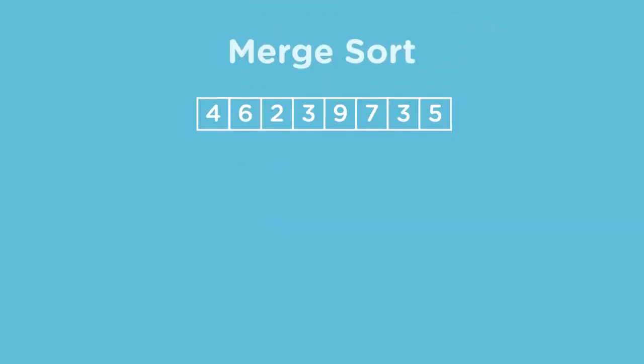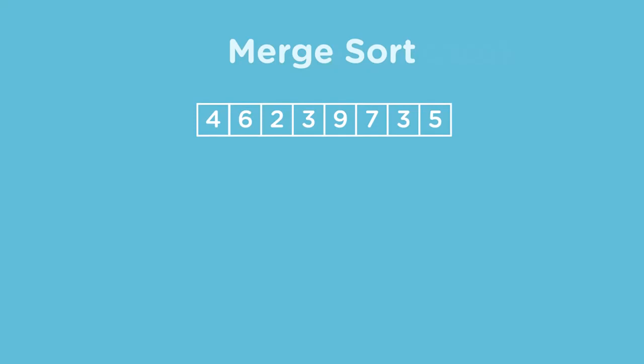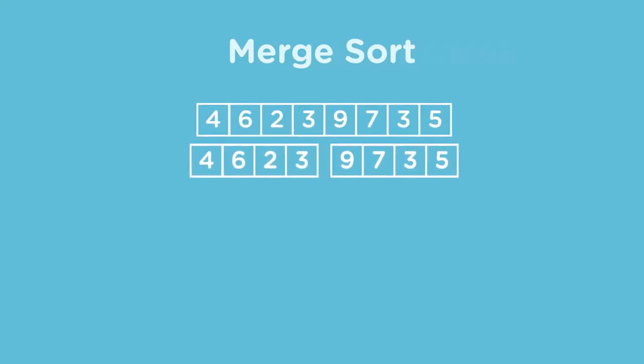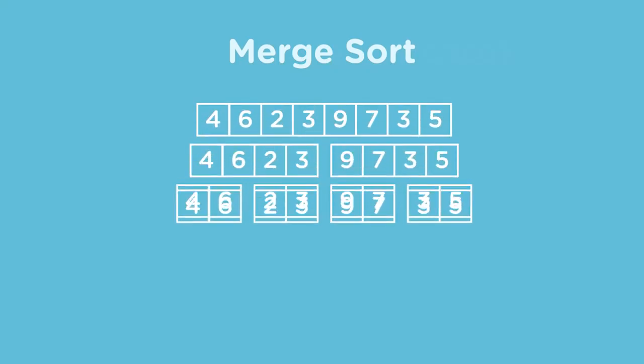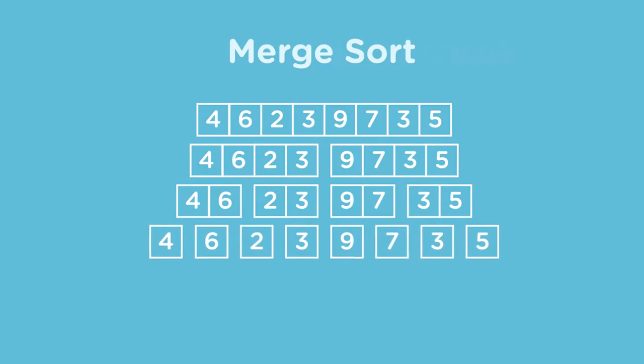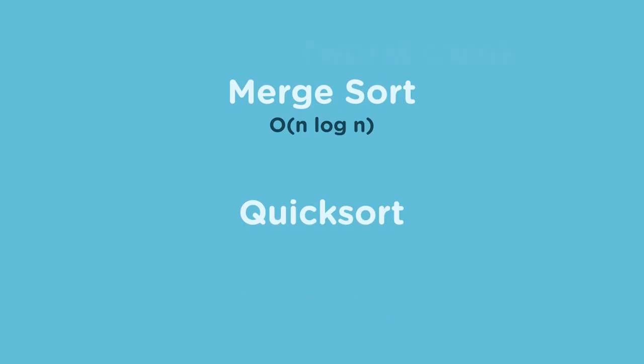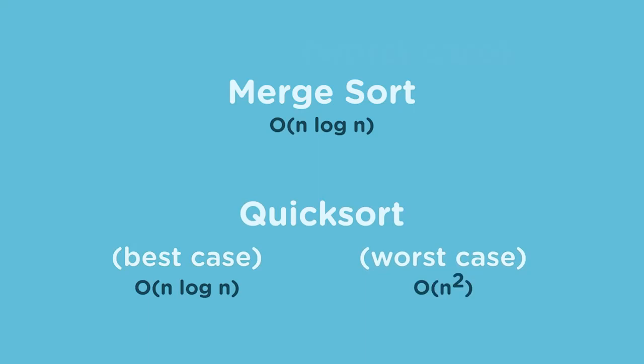Now with merge sort, there's no pivot to pick. Your list of n items always gets divided in half log n times. That means merge sort always has a big O runtime of O(n log n). Contrast that with quicksort, which only has a runtime of O(n log n) in the best case. In the worst case, quicksort's runtime is O(n squared).